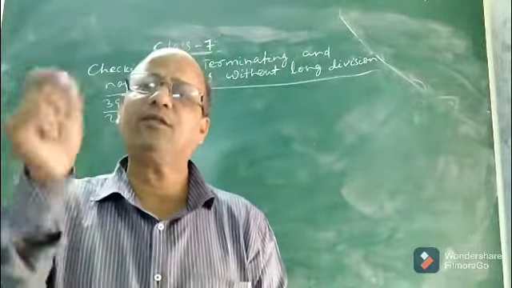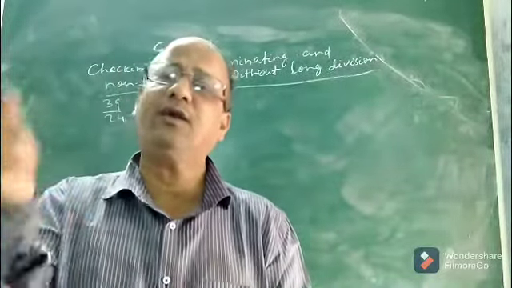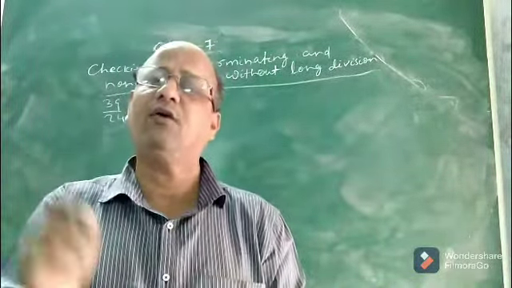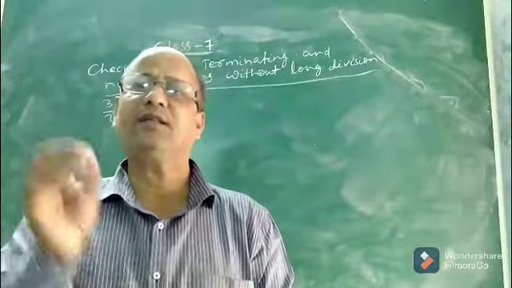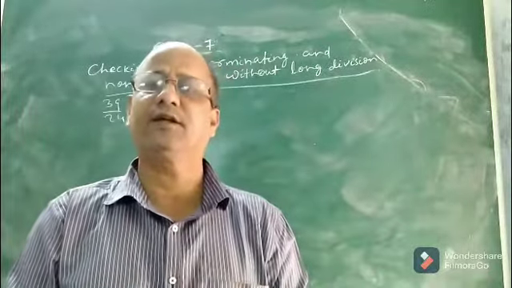Now the point is, suppose you are given a rational number and you will not do long division. Without doing division, how will you know whether this rational number will have a terminating decimal expansion or a non-terminating decimal expansion? Let us find out. What are the steps?